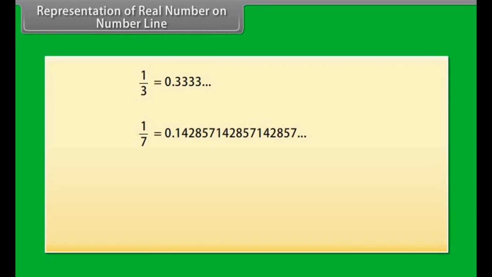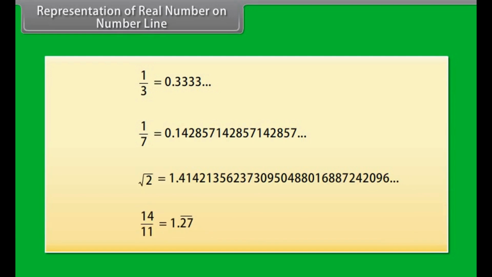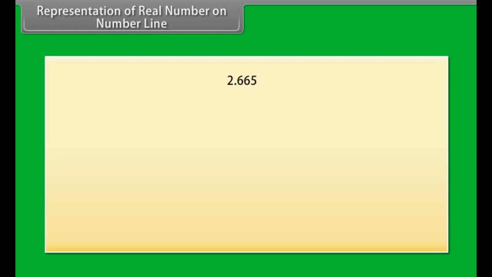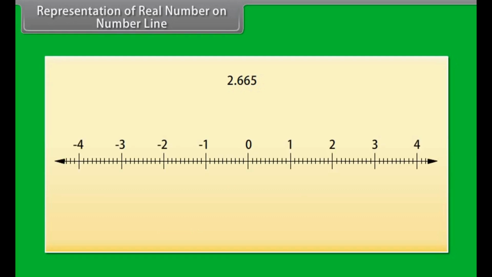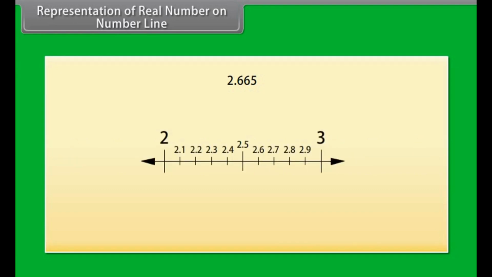Representation of real number on number line. We now know that every real number has a decimal expansion. That decimal expansion helps us to locate it on a number line. Let us locate 2.665 on a number line. We know that it lies somewhere between 2 and 3. Imagine dividing it into 10 equal parts. For a clear view of numbers, now the first part represents 2.1 and the second part is 2.2 and so on.